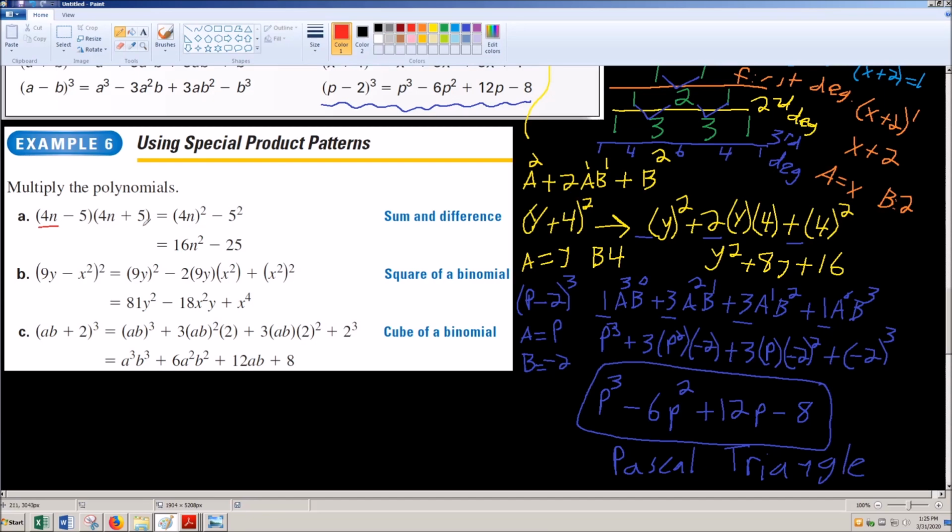So if this is my a, I should write it like this, and I'm squaring it, so I'll end up getting 16n squared. And then for my b value here, I would get 5, and so here I've got minus 25. The next one here looks like a square of a binomial. Looks like I've got something minus something, and I'm just squaring the whole chunk. So if I'm going to square the whole chunk, I end up getting my second degree for my Pascal's triangle. So my coefficients here are going to be 1, 2, and then 1.